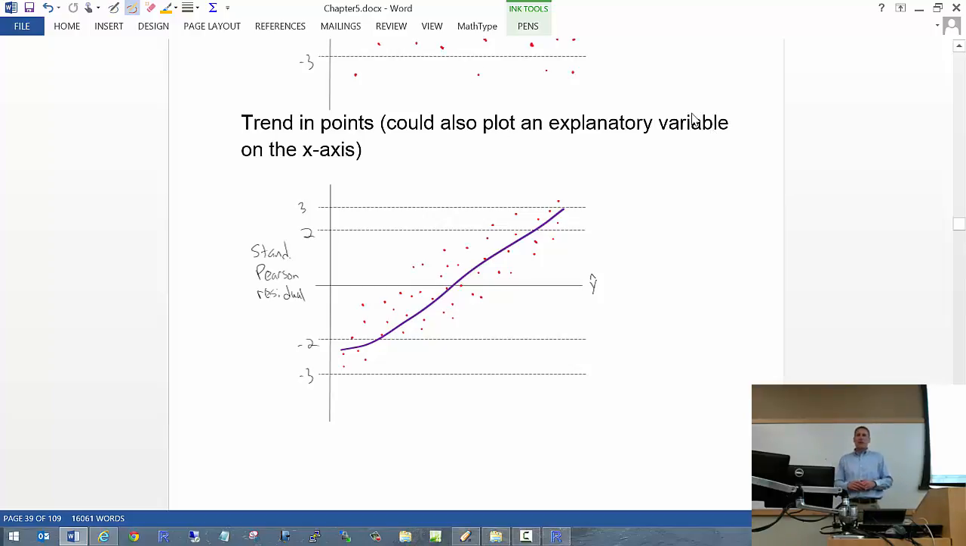Now I'm not saying anything about my normal distribution approximation here. I have a trend in these points. I even indicated the trend with the purple line there, in case you couldn't see it. So is this something to be concerned about?